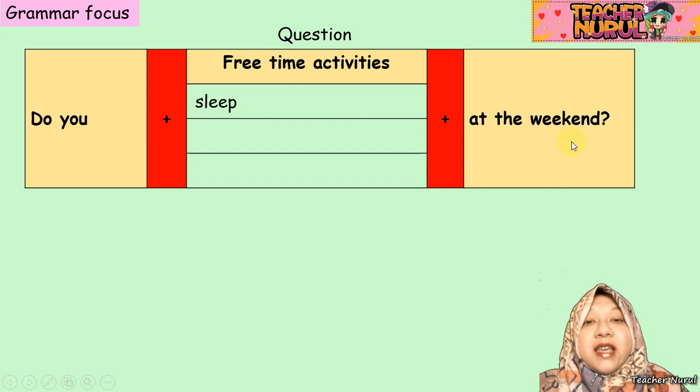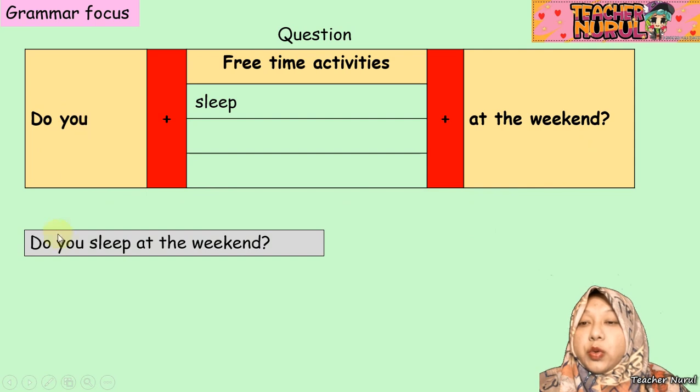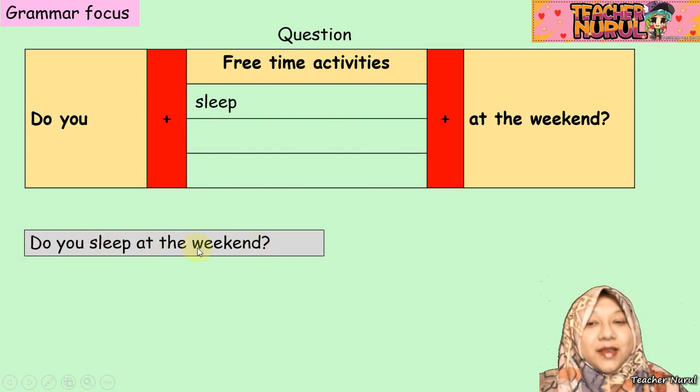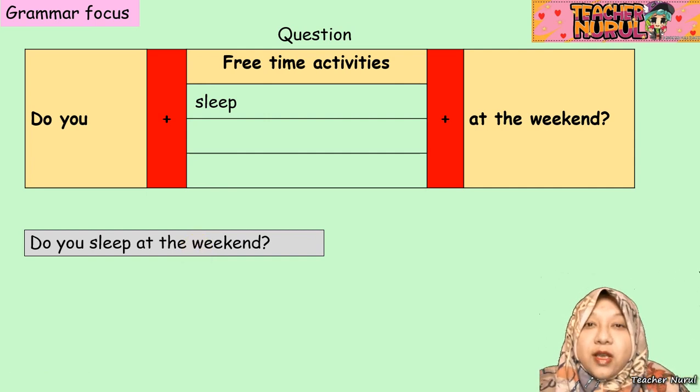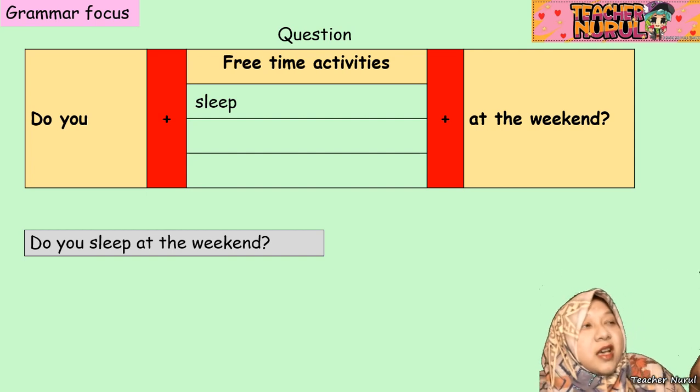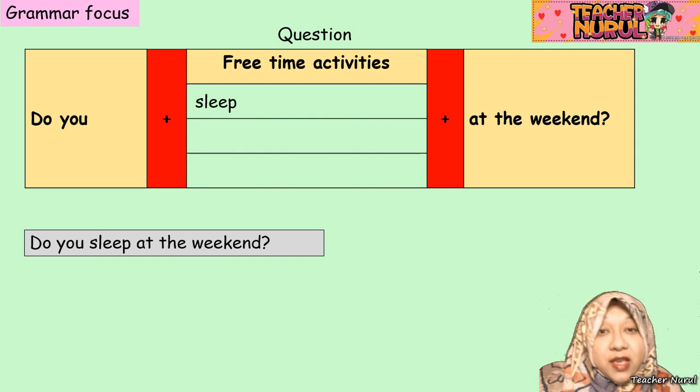When we write this sentence, we're going to write it like this. Do you sleep, look at my cursor, do you sleep at the weekend. So we're going to write the sentence like this. Do you sleep at the weekend? So we're going to ask questions about what you're going to do at the weekend. Do you do this activity at the weekend or not?